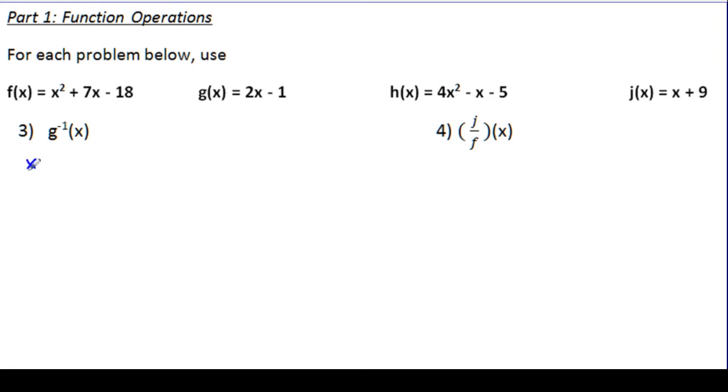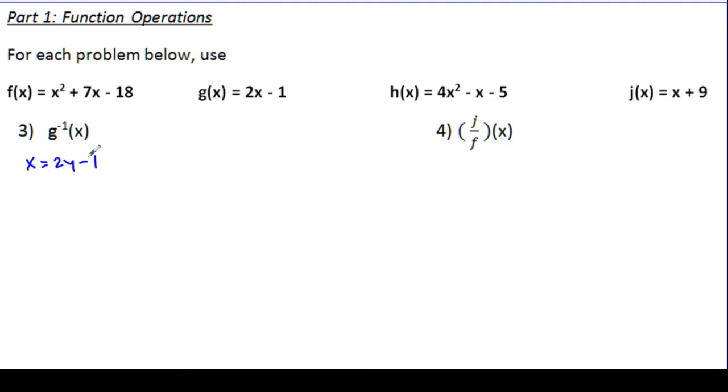So I'm going to say in this case, x equals y minus 1, right? So which is just the y function. Let's do that again. Okay, x equals y minus 1. Okay, and that's just the g function, but I switched the x and the y positions, and now the job is resolve it for y.